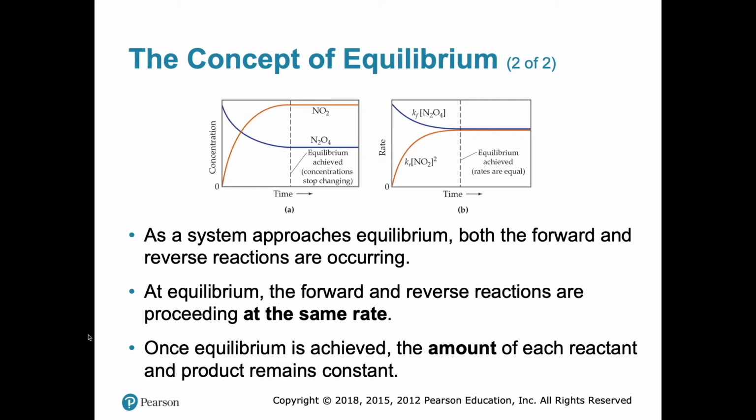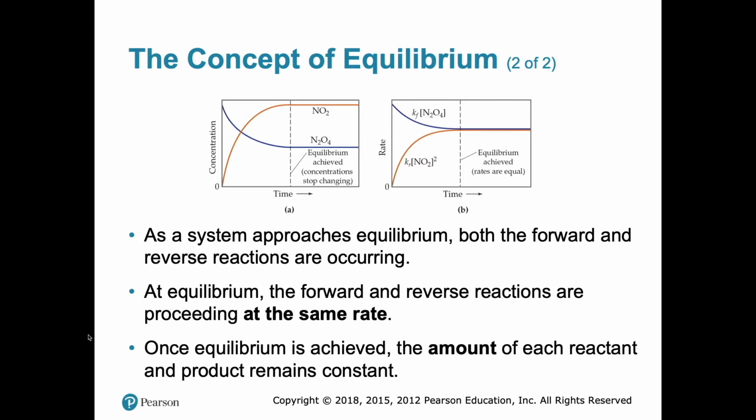So just remember, a system approaches equilibrium. Both forward and reverse reactions are occurring, okay? The forward reaction here, reverse reaction there, they're going towards each other, right? At equilibrium, the forward and reverse reactions proceed at the same rate, which is this point right here.